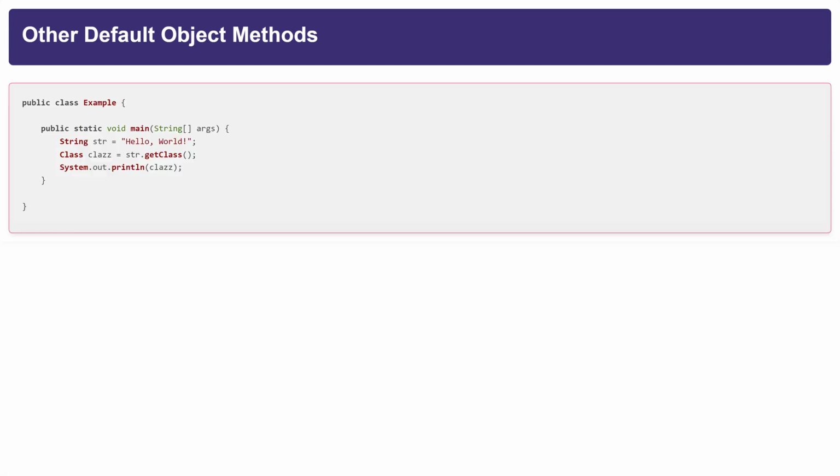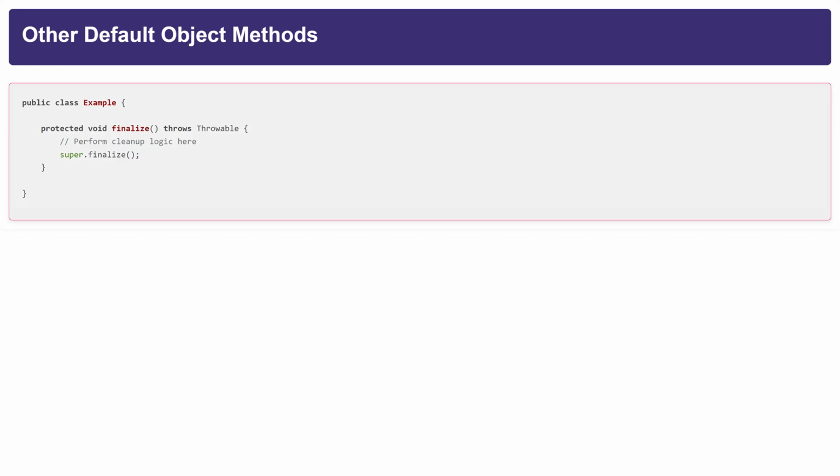Here is an example of using the getClass method. public class Example { public static void main(String[] args) { String str = "Hello, world"; Class c = str.getClass(); System.out.println(c); } } In this example, the program creates a string object and uses the getClass method to obtain the runtime class of the object. It then prints the class to the console.